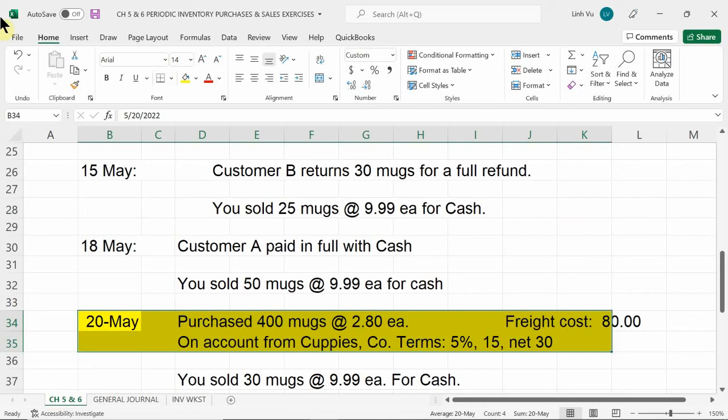Right, so this is where we last left off. We already finished journalizing for the 18th for the sales.